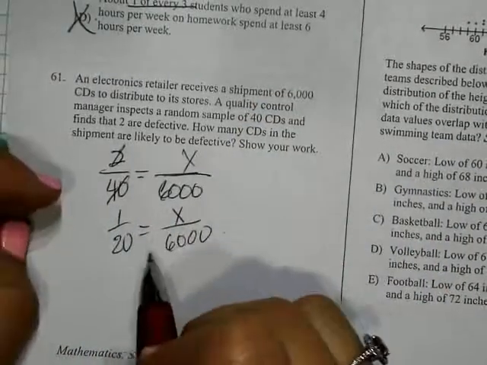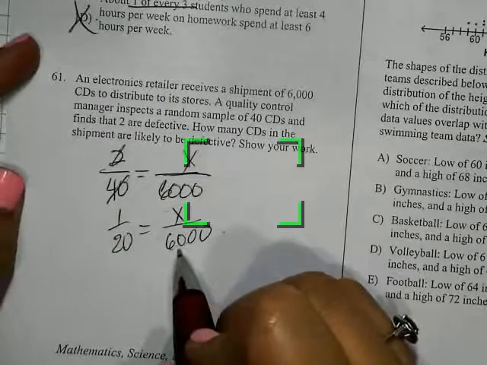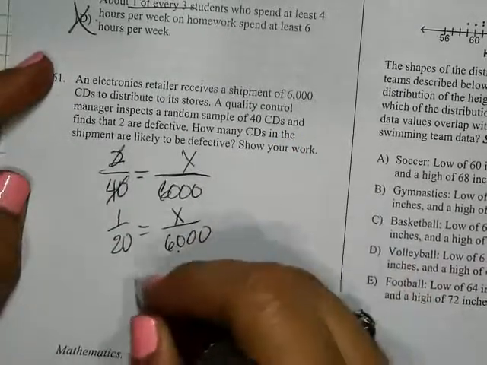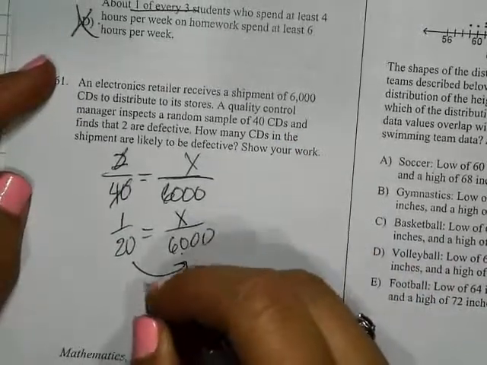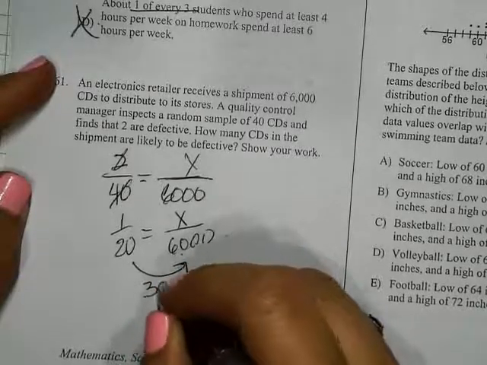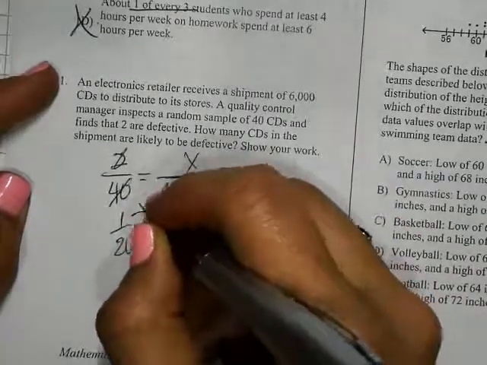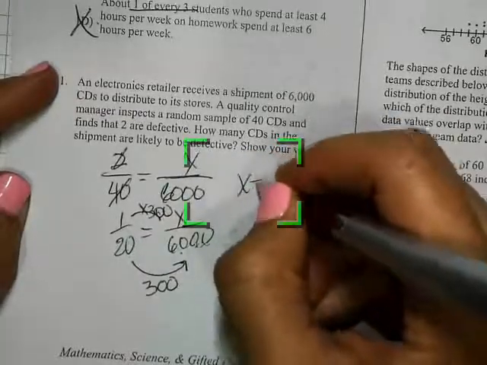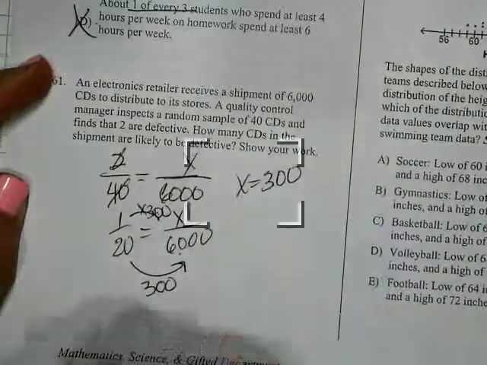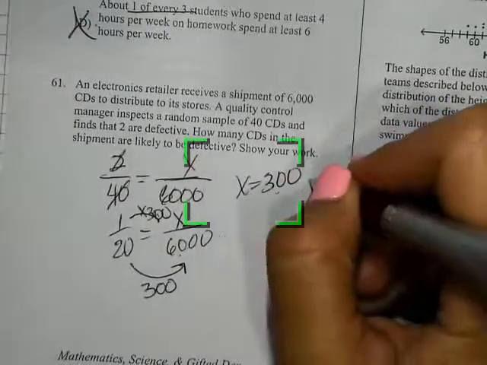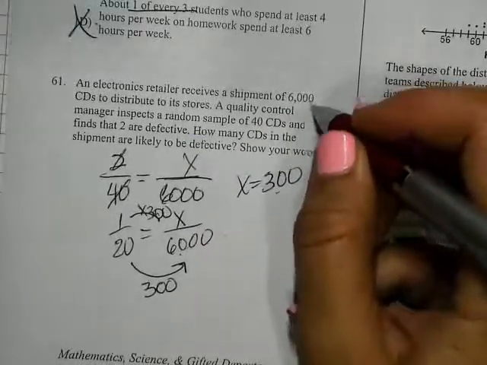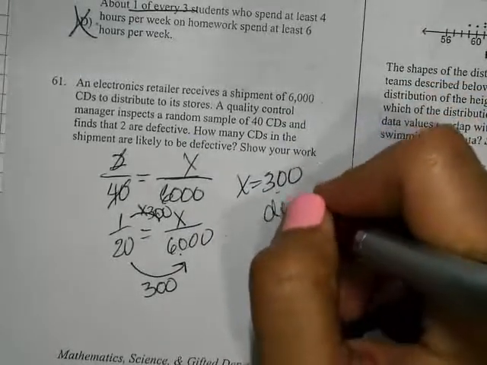Okay, so 20 times what gave me 60? 3. Add the 2 zeros. So times 300 makes x 300. So about 300 of the 6,000 CDs are defective.